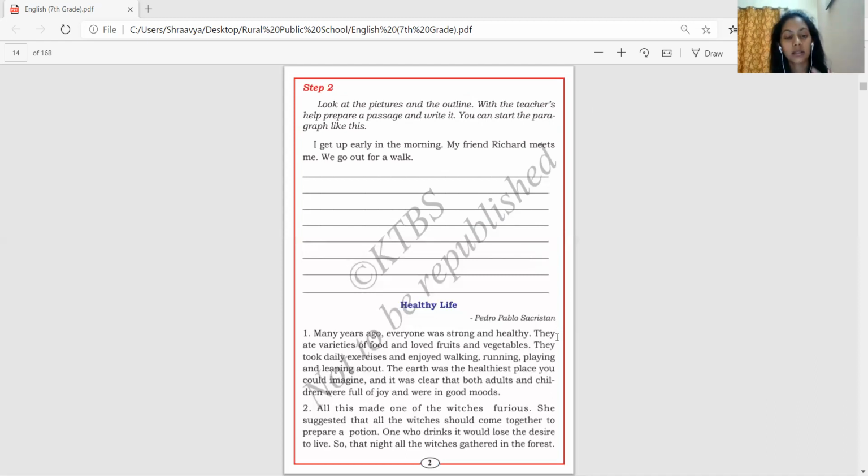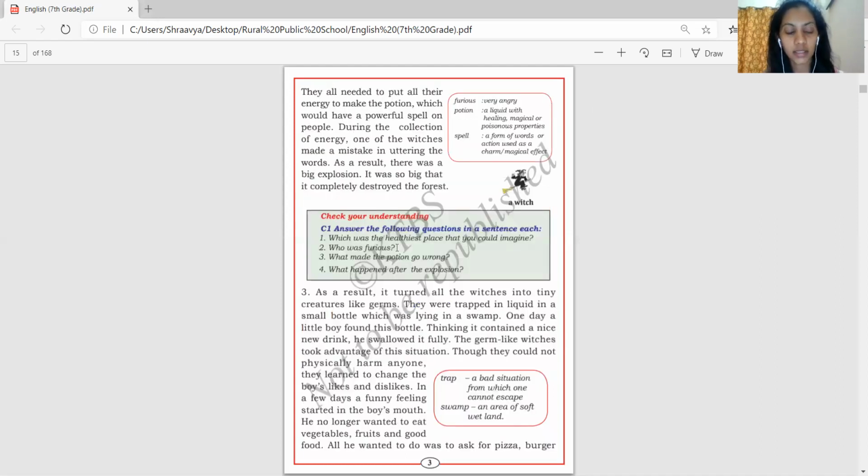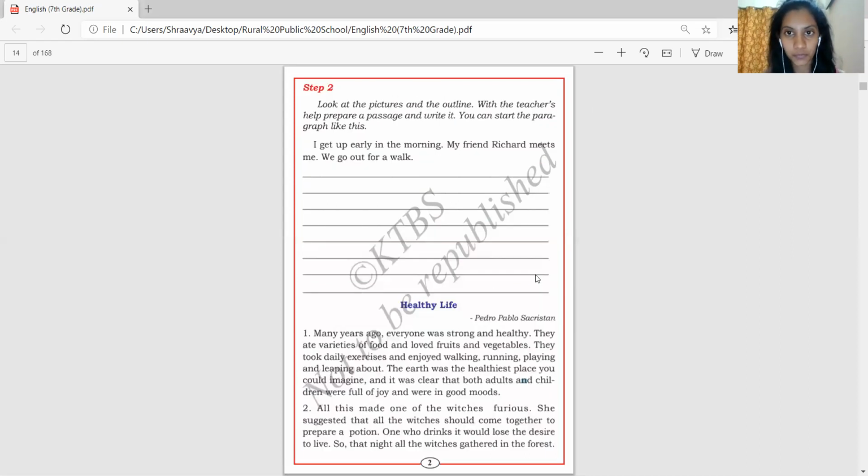So we will read the first paragraph. So the pattern we will follow is we will read the first 2 paragraphs first, and then you can see there are 4 questions. I will help you out with answering these questions. Okay, many years ago, everyone was strong and healthy. What does strong and healthy mean? Strong means their bodies were strong, and healthy. They had no illness. They were not sick. That means you are living a healthy life.